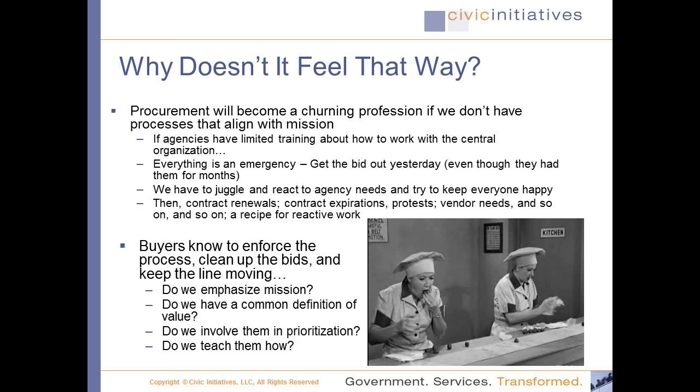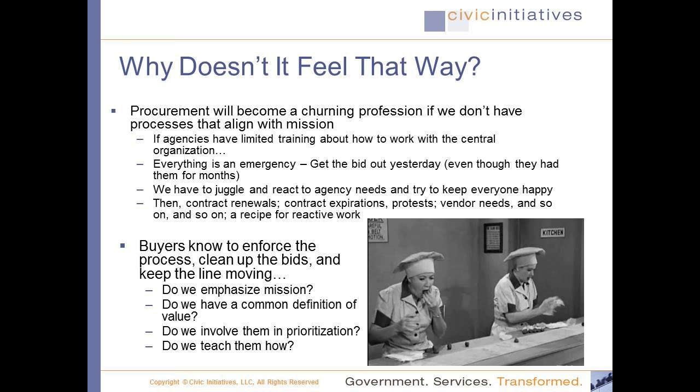We don't have anything that says, how do we work together with you? How do we all work together to advance, to put the people's money to work in a way that upholds trust? Then procurement ends up being very, very churny. So we don't teach the agencies well about how to work with us. We don't have them adopt our processes in their processes. And then everything is a constant emergency, right?